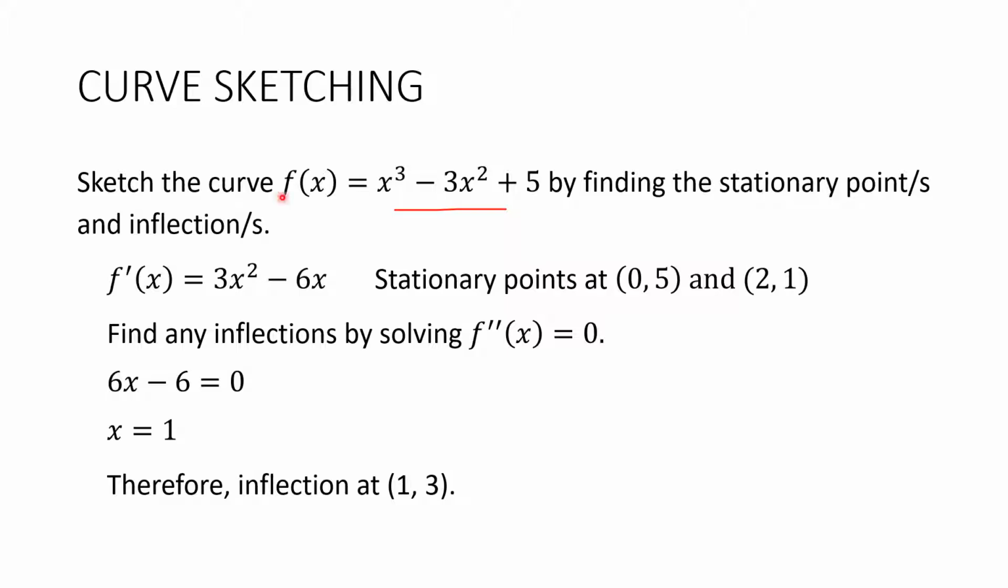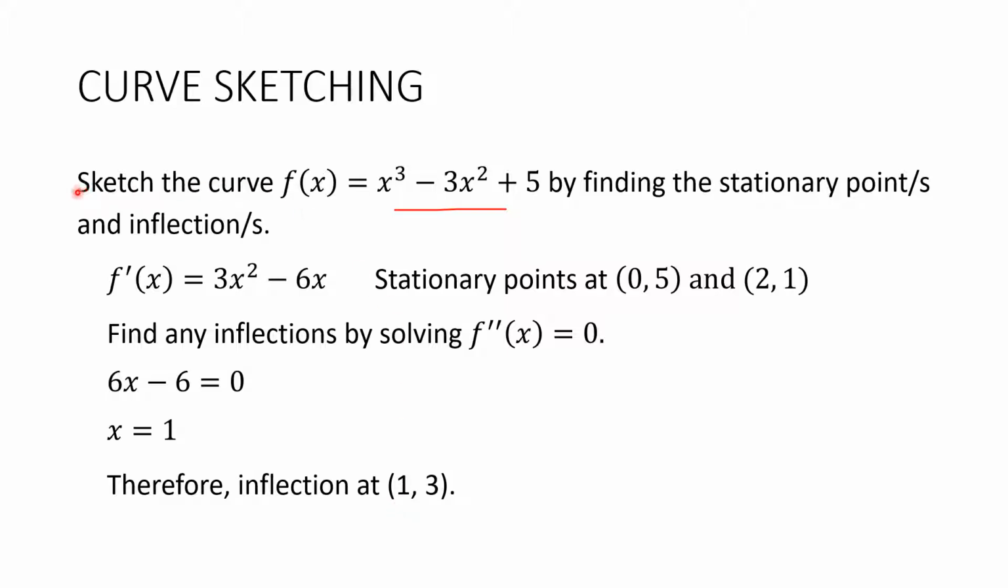Let's have a look at what we've done so far. We've found the first derivative and solved it equal to 0 and found our 2 stationary points. We've then determined that this one's a maximum and this one's a minimum. Then we have solved our second derivative equal to 0 and found an inflection at (1, 3). We don't need to determine what type of inflection this is. It's just a change in concavity between a maximum and a minimum.